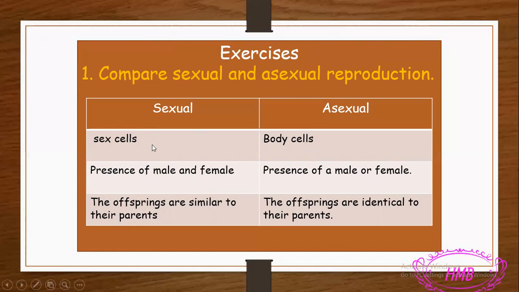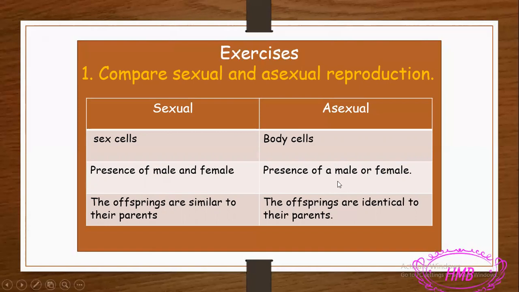So in sexual, sex cells are involved, sperm and ovule. You can say in asexual, body cells, because we are talking in general, or you can say no sex cells are involved. In sexual, we have presence of male and female, meaning two parents, our mommy and daddy. Okay, I'm giving you more options to write. If you wrote presence of two parents, it's not wrong. On the contrary, it's correct. And if you wrote presence of mother and father, it's also correct.